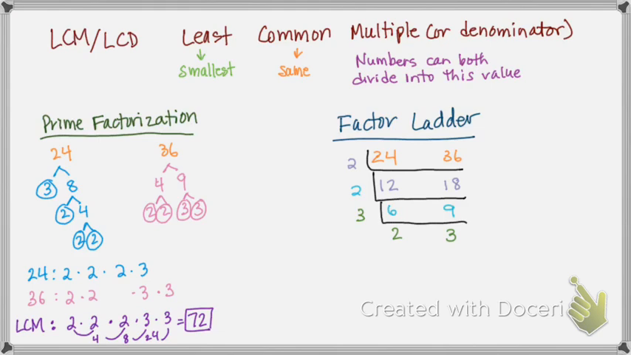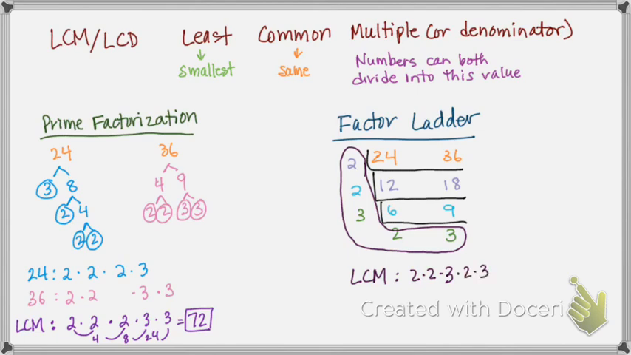So how do I find LCM? How is LCM different in this case? I'm going to take all the numbers. See, I'm making a big, huge L. And I take my huge L and I multiply all the numbers together. 2 times 2 is 4. 4 times 3 is 12. 12 times 2 is 24. 24 times 3 is 72.